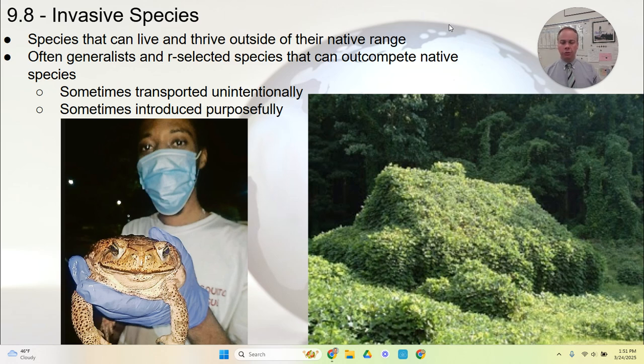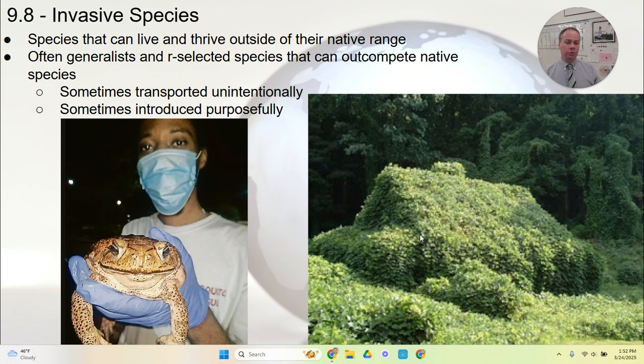Kudzu is native to Japan. It was introduced in the United States as a way of reducing soil erosion during the Dust Bowl era. Planting this very fast-growing vine helped to anchor the soil. But it also has since spread throughout many parts of the U.S., especially the southeast U.S., where it grows extremely rapidly. This shows a season's growth over an old abandoned cabin, you can see.